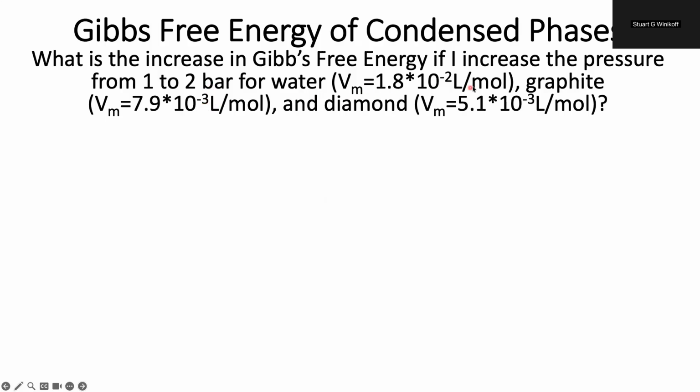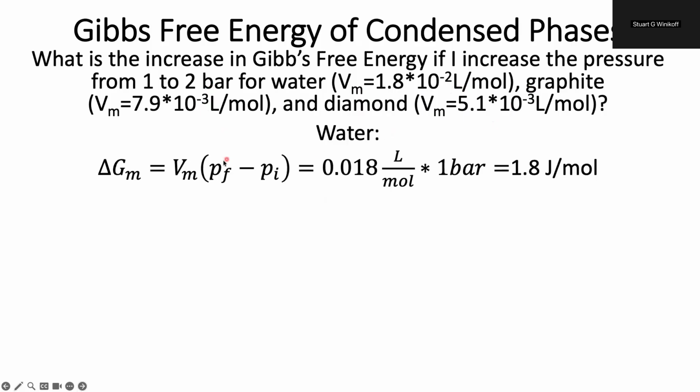So we've got water, which has a molar volume of about 1.8 times 10 to the negative 2 liters per mole. Graphite and diamond, both of which are going to be a little bit more dense, so a little bit lower molar volumes. Now, in this case, let's start with the water. I can get that change in Gibbs by simply taking the molar volume times the change in pressure. Well, the change in pressure here is just 1 bar, so that makes life easy. And the molar volume is just that 0.018 liters per mole.